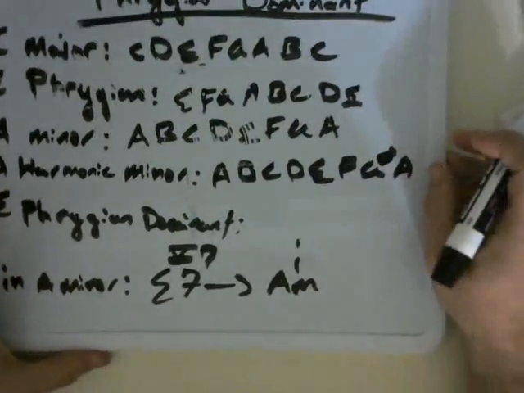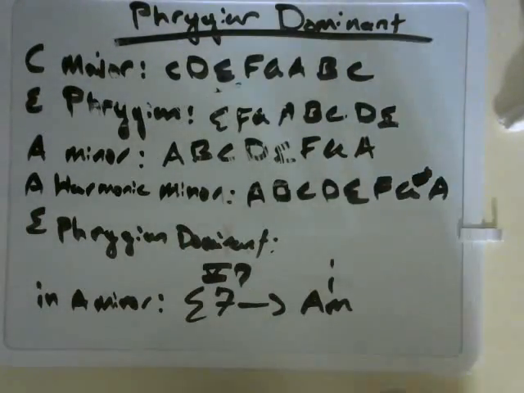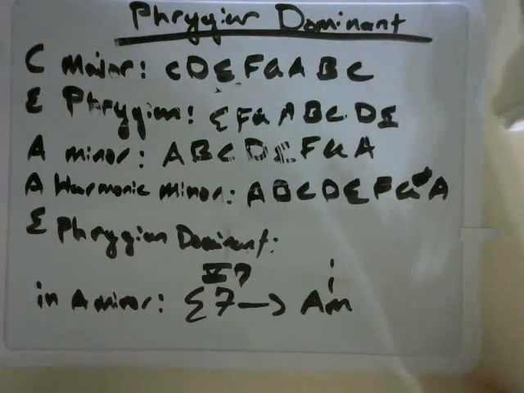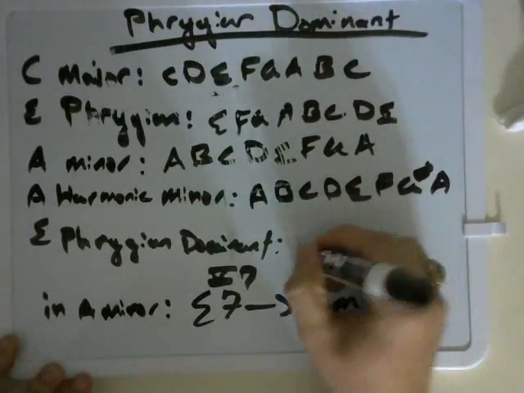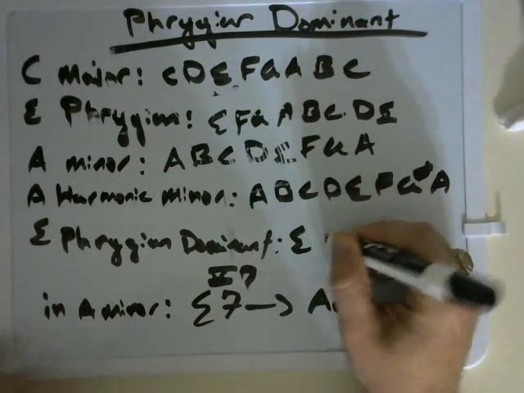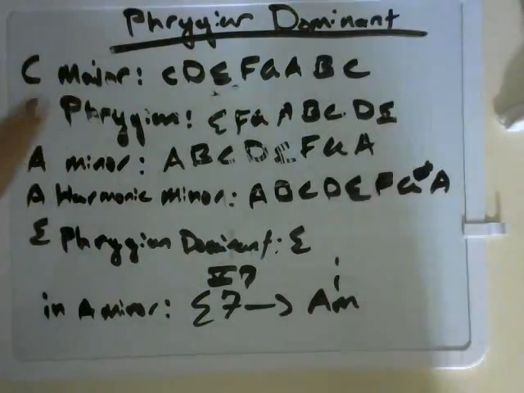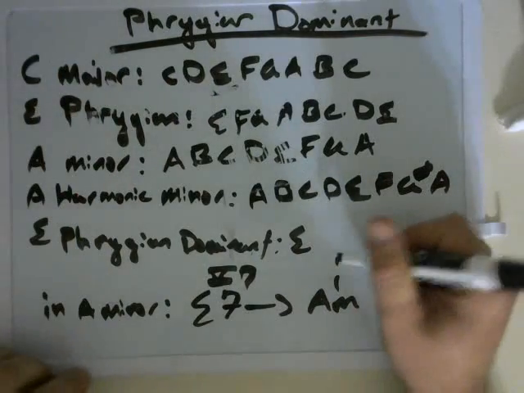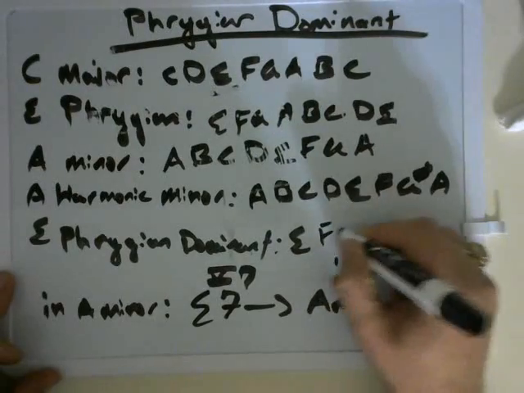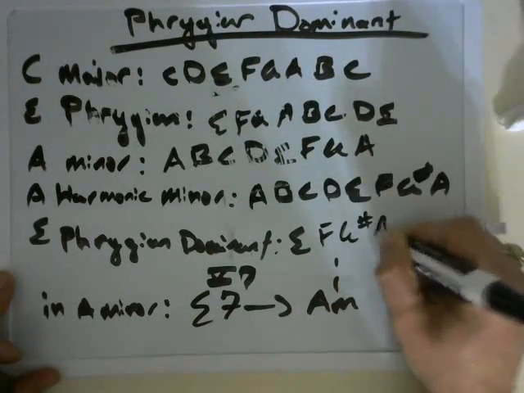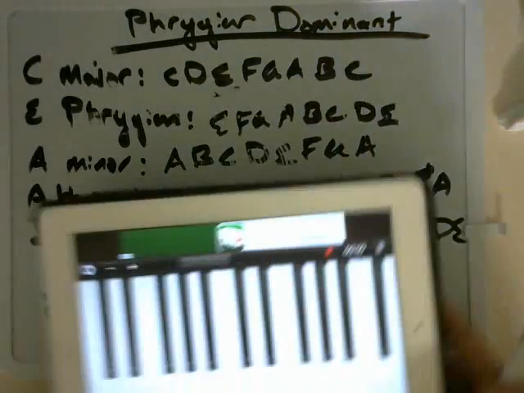All right, so we take our A harmonic minor scale and we play it from the E, which is the Phrygian in the major key, and we get this. But now we're playing the harmonic minor scale starting from the Phrygian part of the major scale. It's kind of confusing, but it'll make sense in a second. So we have E, F, G sharp, A, B, C, D, and E. So we're going to get this.